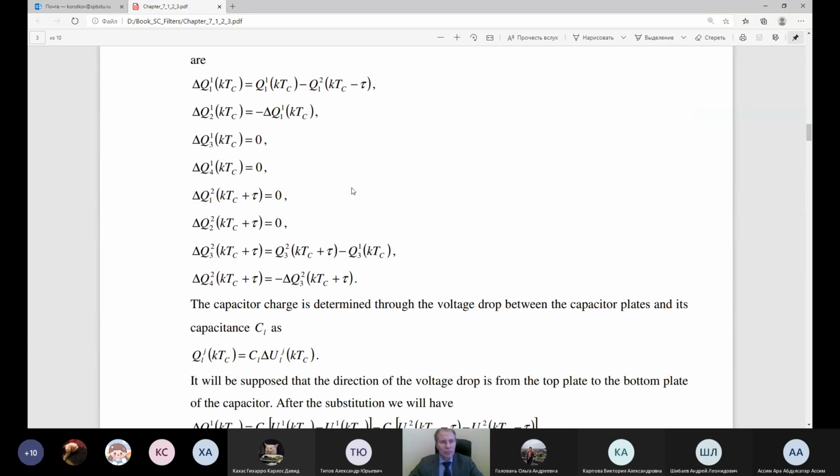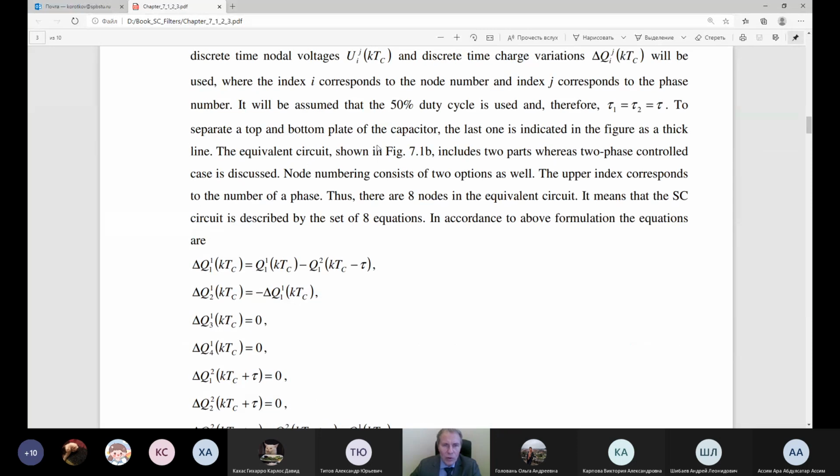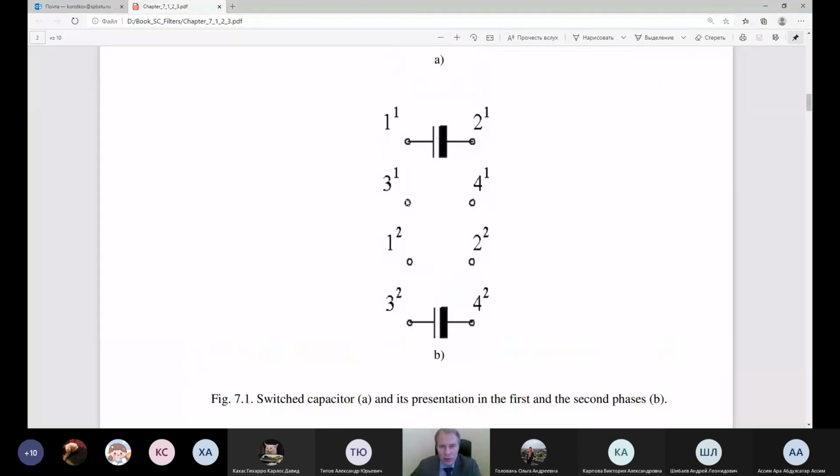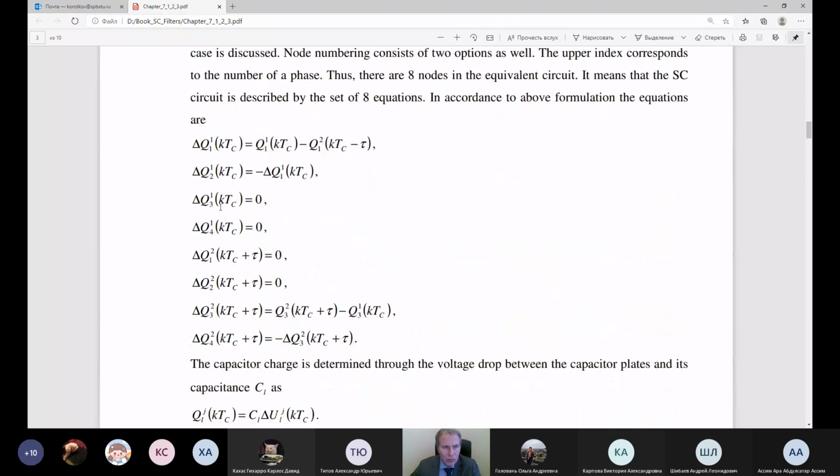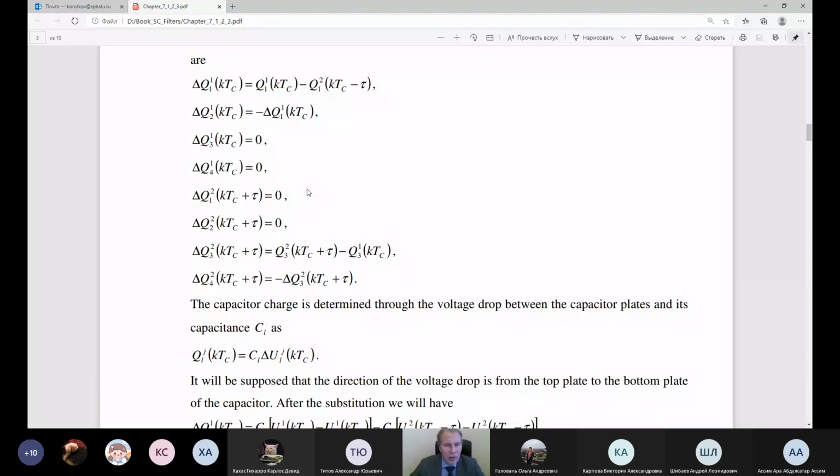here. So the next node number 3 and the node number 4. Well, it is possible to say that we do not have anything here. Look, there is nothing. So it means that the charge injection will be equal to 0. And we have the third and the fourth equation with the right side equal to 0. So that's all. In other words, what do we have? We have 4 equations, 4 formulas for the first phase of the switch capacitor circuit.